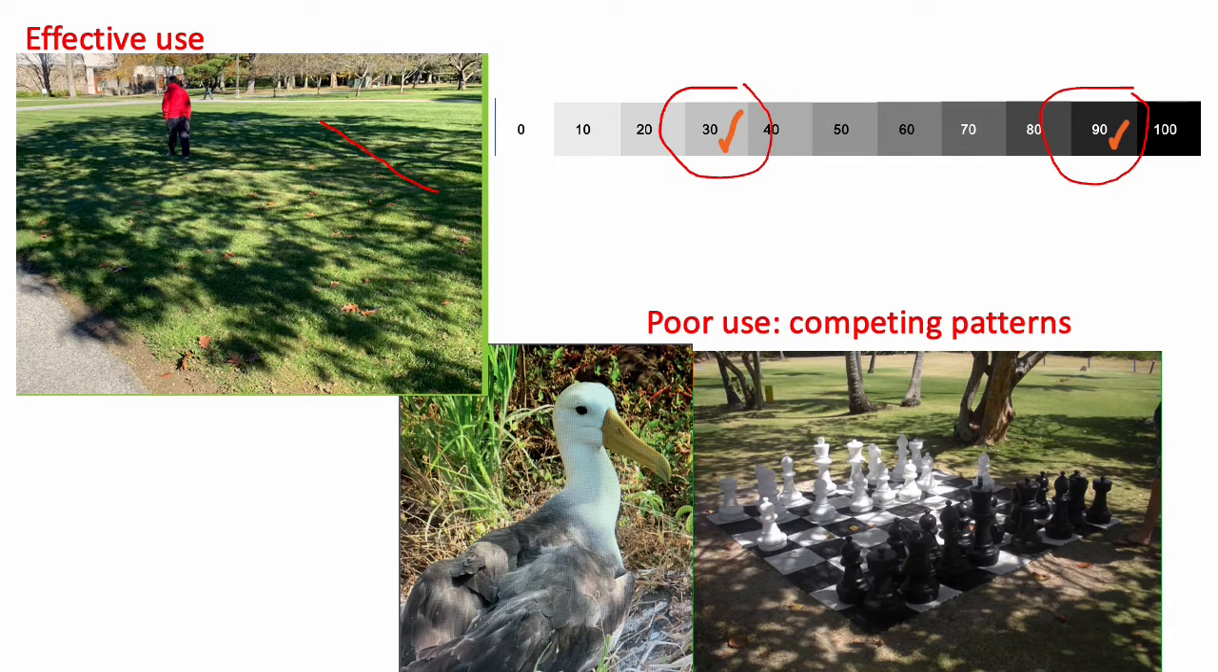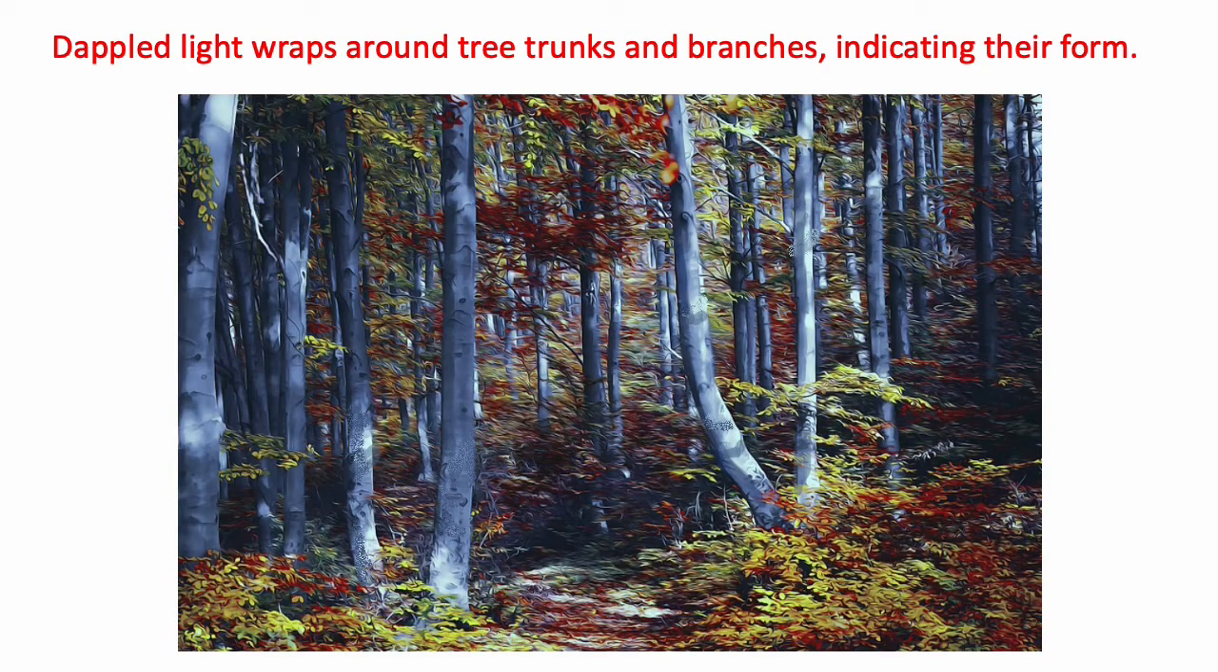Dappled light is less effective if covering competing patterns like the feathers of the albatross bird and the chest set. It just confuses the images. Diffuse light would work better. Dappled light is also seen on tree trunks and branches. It helps indicate their form by wrapping around them.